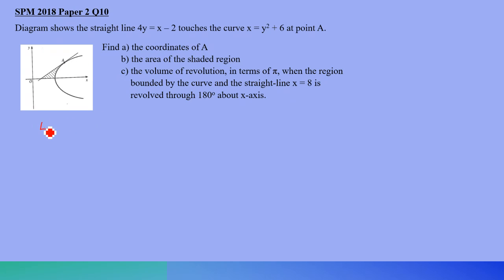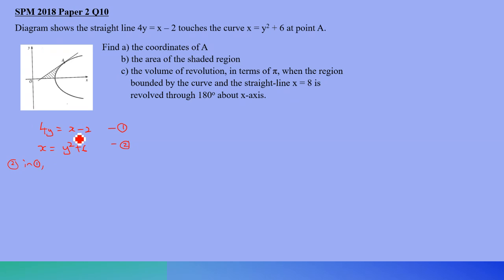So you have 4y equals x minus 2, and you have x equals y squared plus 6. So you have 2 equations. When it touches or intersects, you just solve the simultaneous equations. So what we do is we substitute 2 into 1.